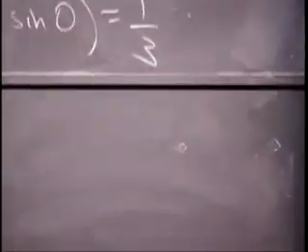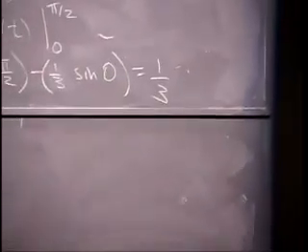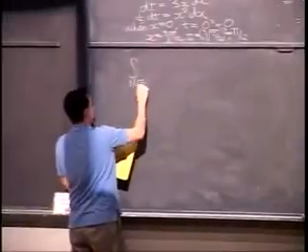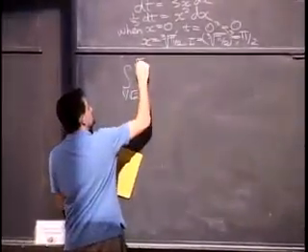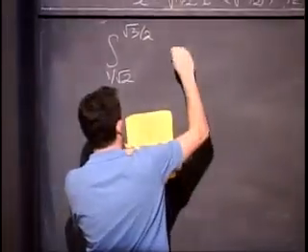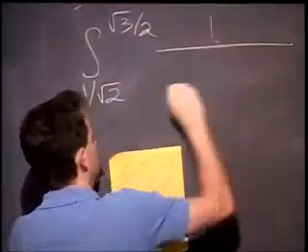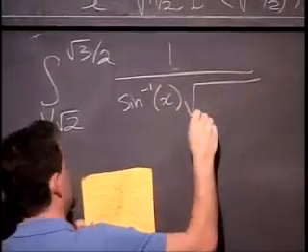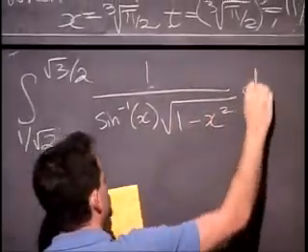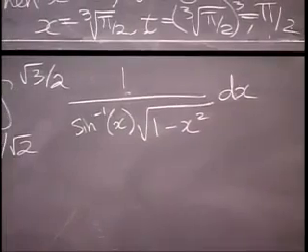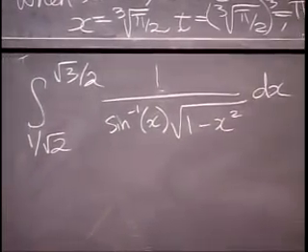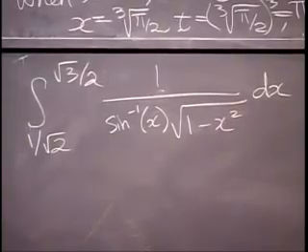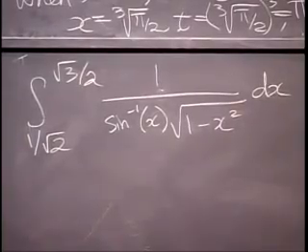All right. Not much more to say. Let's look at a couple more examples. Suppose I want to integrate this abomination. All right. 1 over inverse sine x square root 1 minus x squared dx.